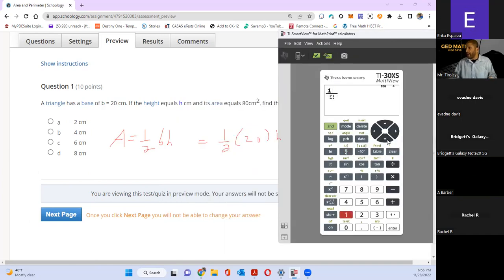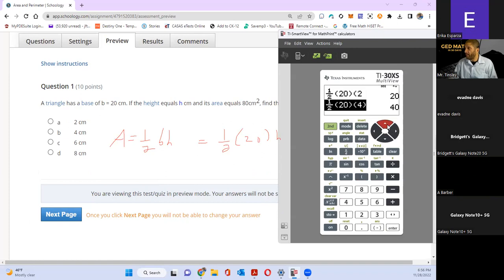2nd, 1/2, times 20, and my first multiple choice is 2. So I'm going to hit enter. Did I get 80? No. So I'm going to go back up in here and hit enter. My second multiple choice is 4. Did I get 80? No.